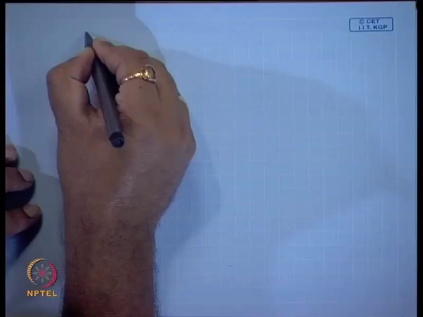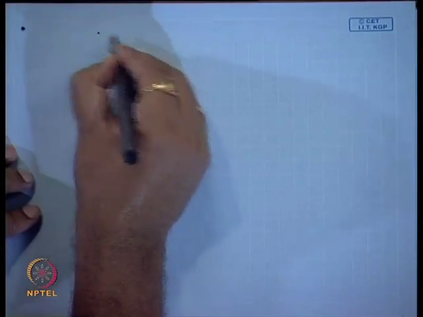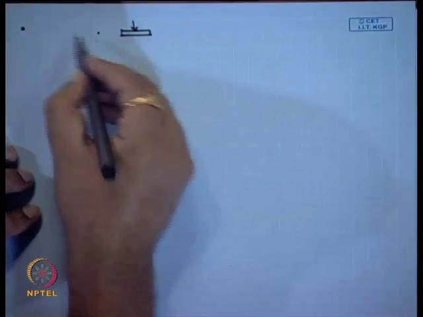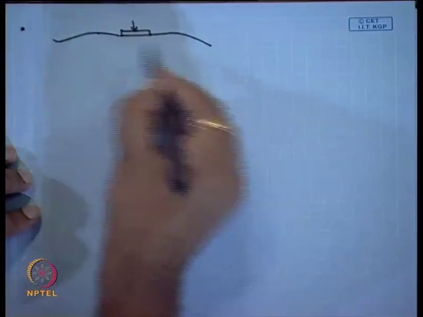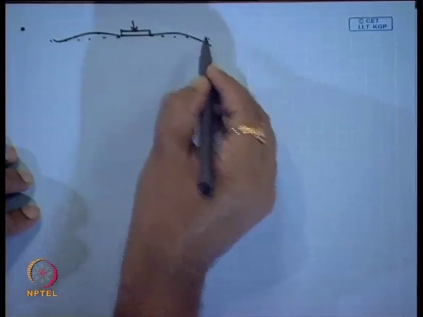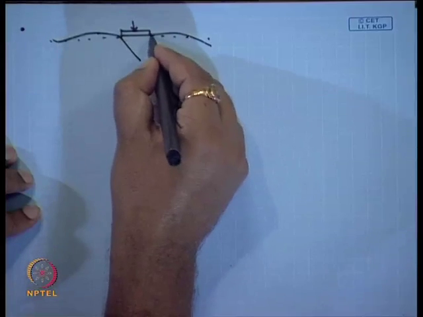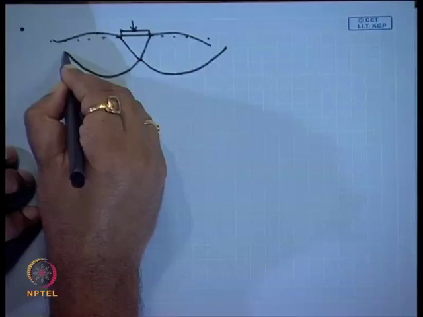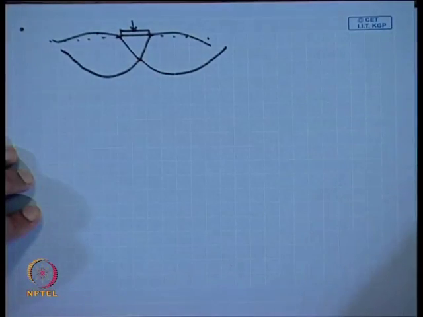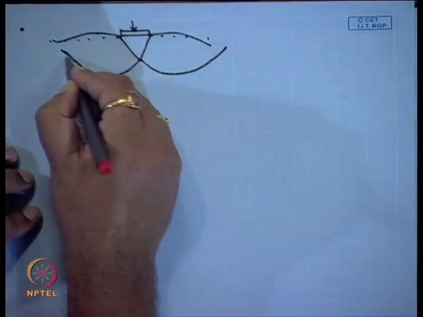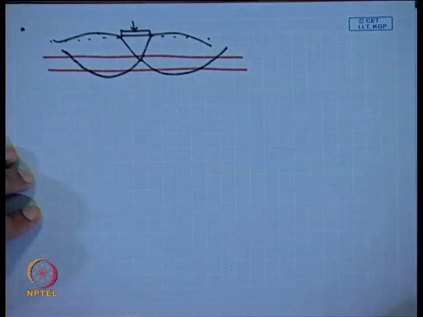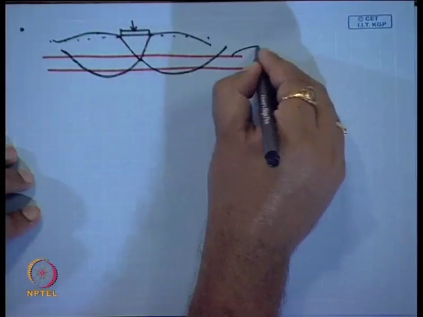Now, the third type of failure, which is also very important. When we apply the load here, this is the foundation, and this is the existing ground. Inside the foundation, we provide the reinforcement. Suppose these are the reinforcement.